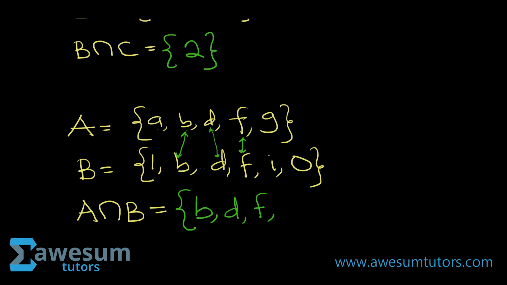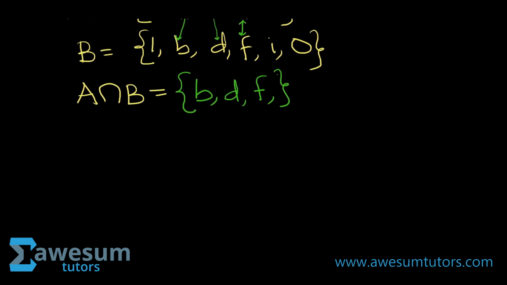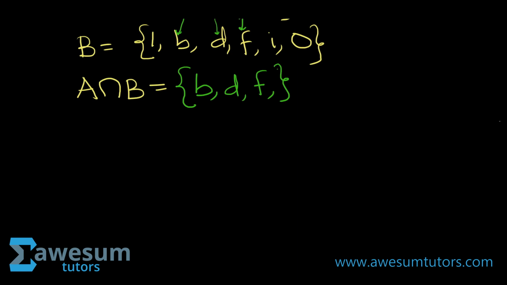Do they have G in common? No. Okay. Do they have 1 in common? No. I, do they have it in common? No. What about an O right here? No, they do not have it in common. So that means they have B, D, and F in common. And if you take note, B, D, and F has been arranged alphabetically, so you don't need to do that anymore. That is your final answer. I hope you guys understand this fundamental concept.